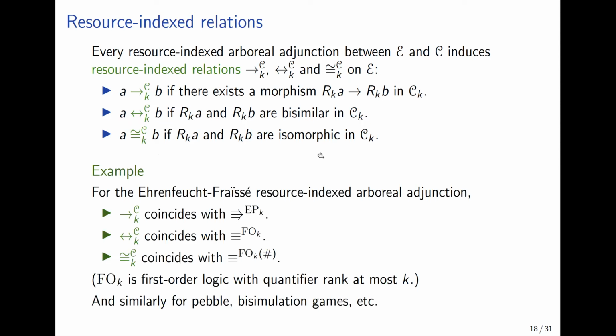Again, if you look at what this means in the case of the Ehrenfeucht-Fraïssé comonad and the associated resource-indexed arboreal adjunction, then this k-homomorphism relation coincides with preservation of existential positive sentences with quantifier rank at most k. k-bisimilarity corresponds to equivalence in F_k, and k-isomorphism to equivalence in F_k with counting quantifiers. And similarly for the other comonads. But this can be done abstractly whenever you have a resource-indexed arboreal adjunction.